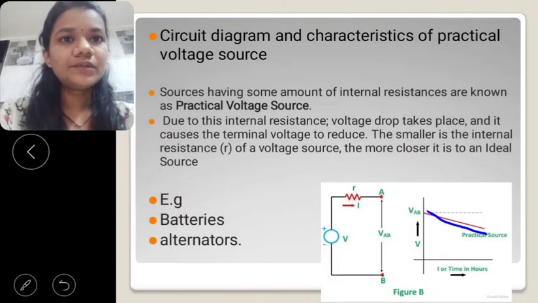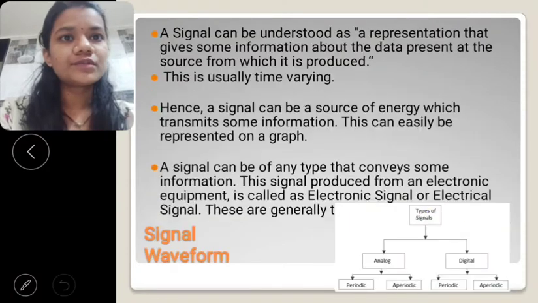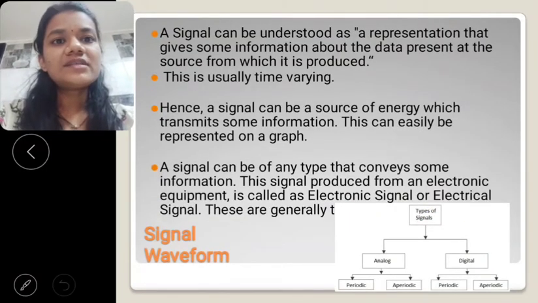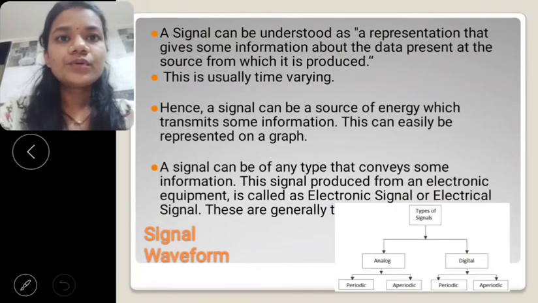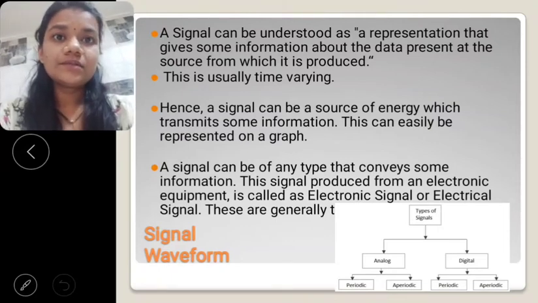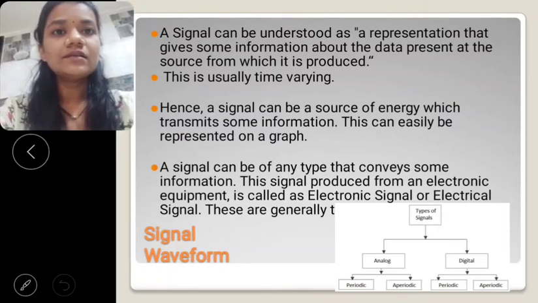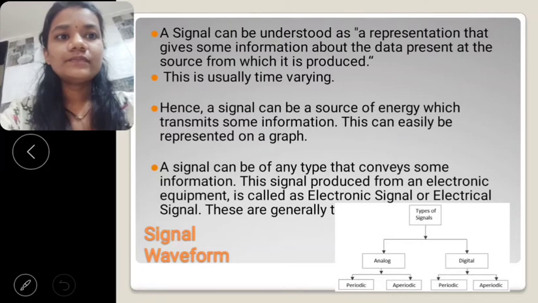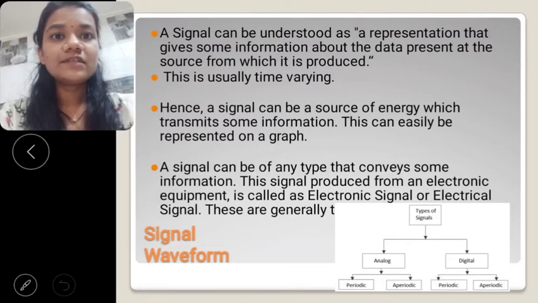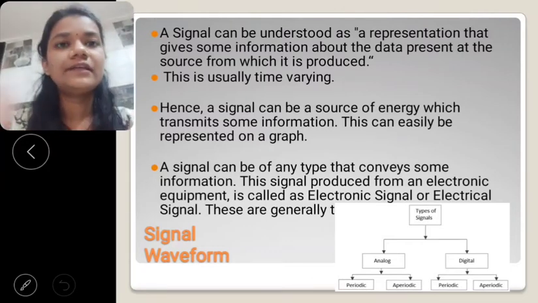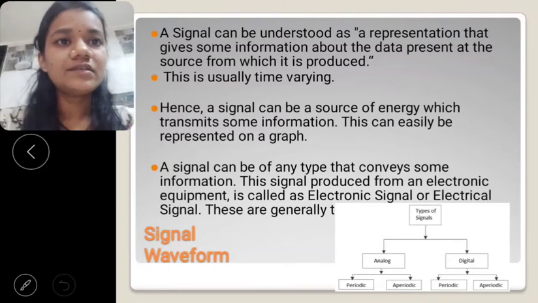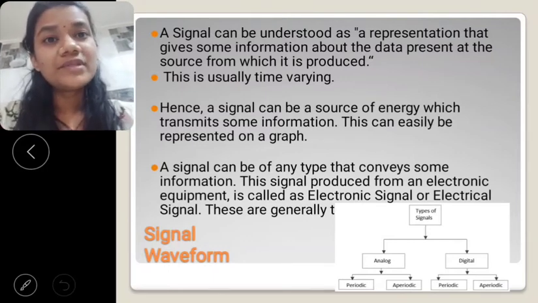So this is all about the current sources and voltage source. Now the signal waveform. If we think about basic electronics, then we have the basic signal waveforms. There are two types of signal that we all know, that is analog signal and digital signal. So what is meant by signal?